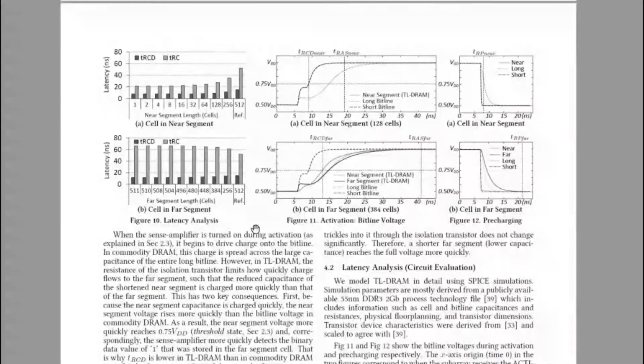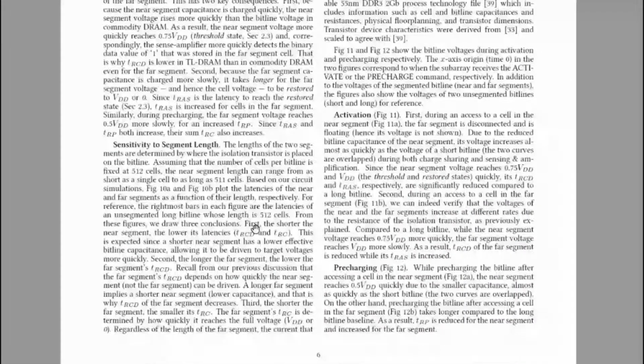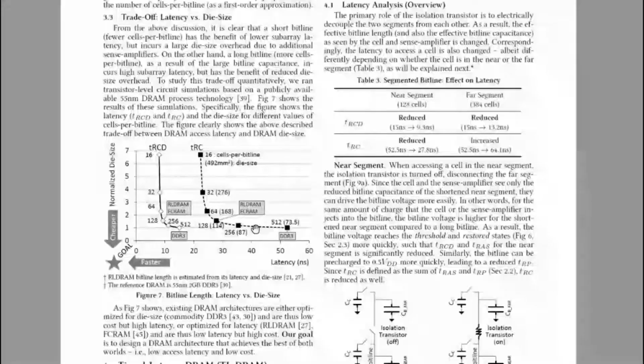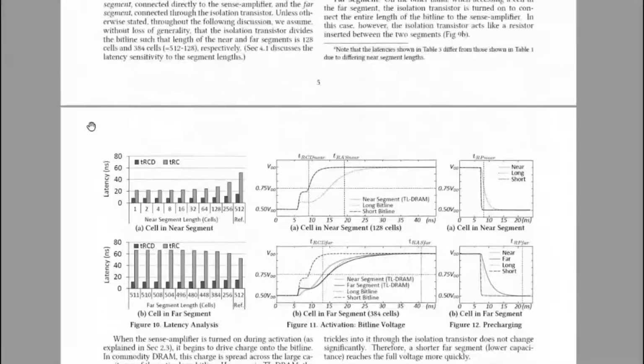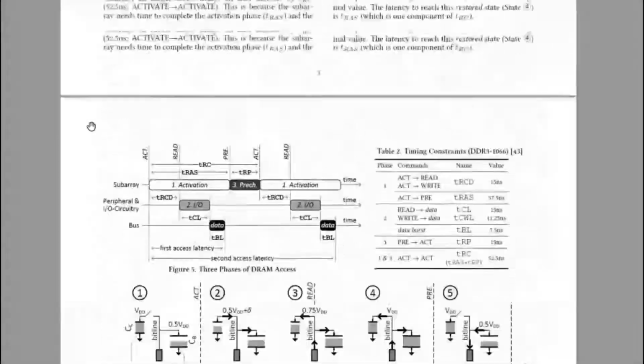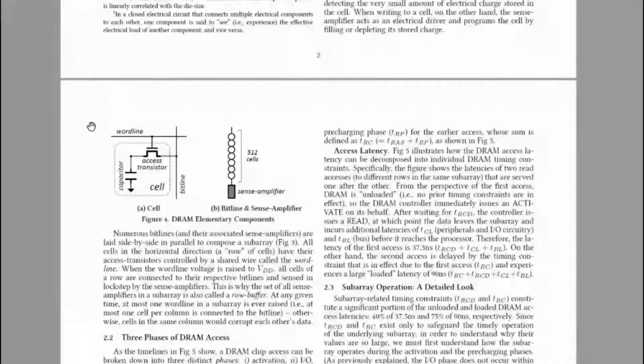At the beginning, I said that the tRCD time is less for the far segment, but the tRC time is more. You will find the explanation in section 4.1, mainly in this area, on how the tRCD time of the far segment is less. So read this paper completely, line by line, up to section 8, and it will give you an even clearer picture about DRAM structure, how DRAM works and everything.